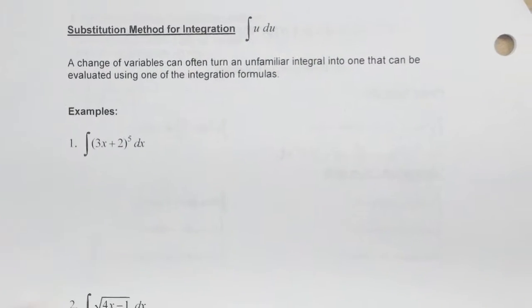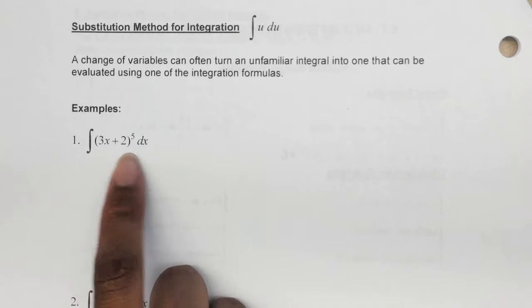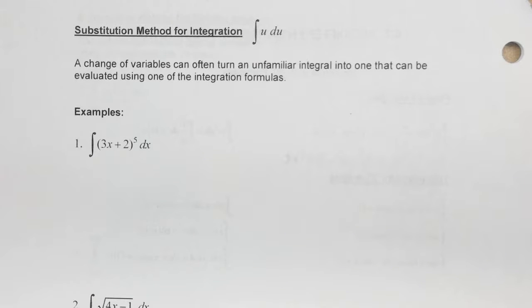So we're going to anti-differentiate now using substitution. So if you want to compare this to derivatives in some way, it's kind of like doing the chain rule, but backwards. So substitution method for integration is a change of variables can often turn an unfamiliar integral into one that can be evaluated using one of the integration formulas. So what we're going to do is take a piece of my integral, piece of this formula, and substitute it with the letter u. So this is called u substitution.